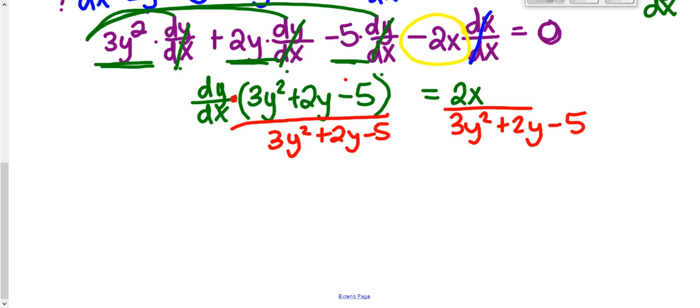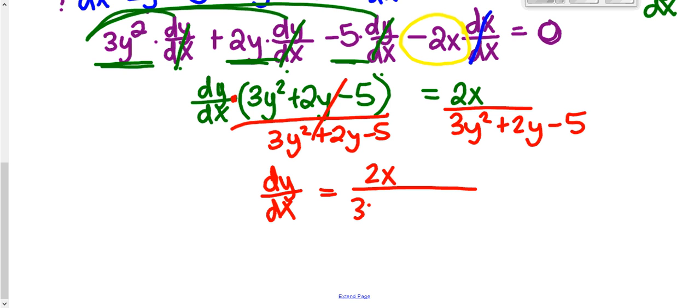Here it cancels, so dy/dx equals 2x over 3y squared plus 2y minus 5. Okay, and that's your answer. That is your derivative. We know this because dy/dx is all by itself, and there are no dy/dx's on the right-hand side.